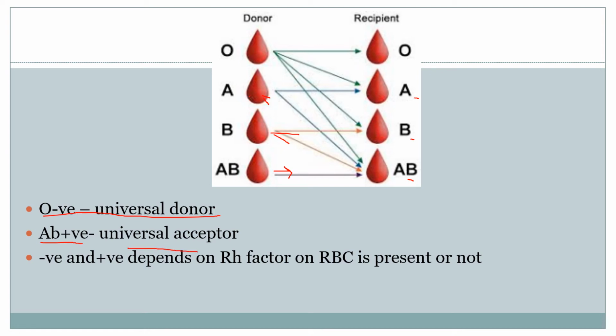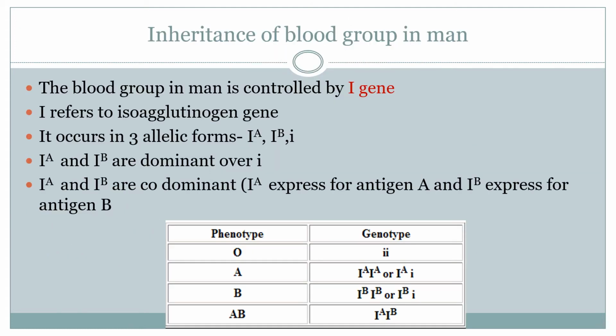This negative and positive is nothing else but the RH factor. RH factor is also a kind of antigen, the RH antigen, which is present on the RBC. If RH is present, we call it positive. If RH is absent, we call it negative. That's it. We'll go for the inheritance of blood group in man.